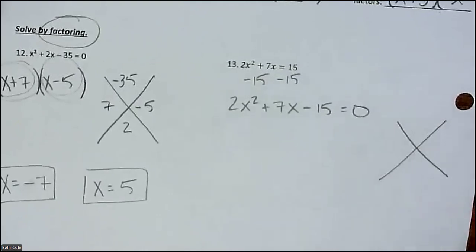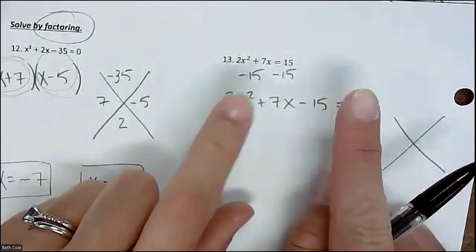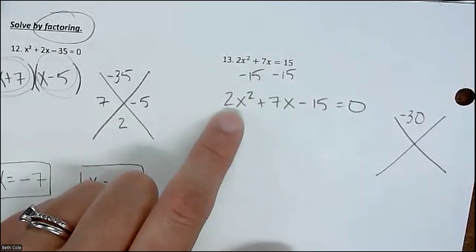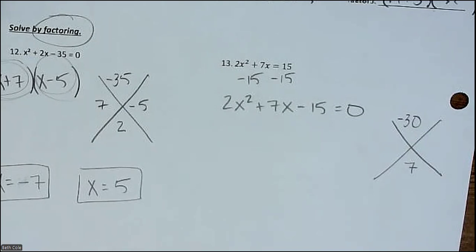Now you're going to draw your X box. This one's a little trickier, although you guys did really well with it. -15 is not what goes up top because you have this 2 out front. Good. -30. Fantastic. And then 7 goes on the bottom. Don't worry that it's negative. Just what are some numbers that multiply to be 30? 5 and 6 is one of them. 10 and 3. It's going to be 10 and 3. Good.